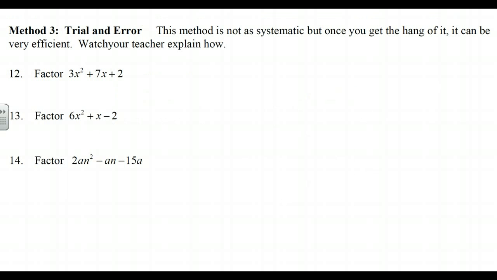And now we come to my favorite method, trial and error, aka guess and check. And I'm going to need to pause a bit here because we're at the class change, and then I will finish this off. So pause.